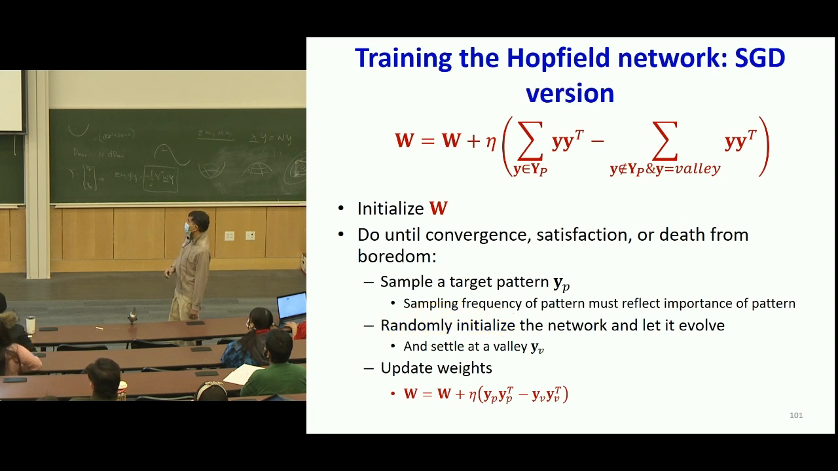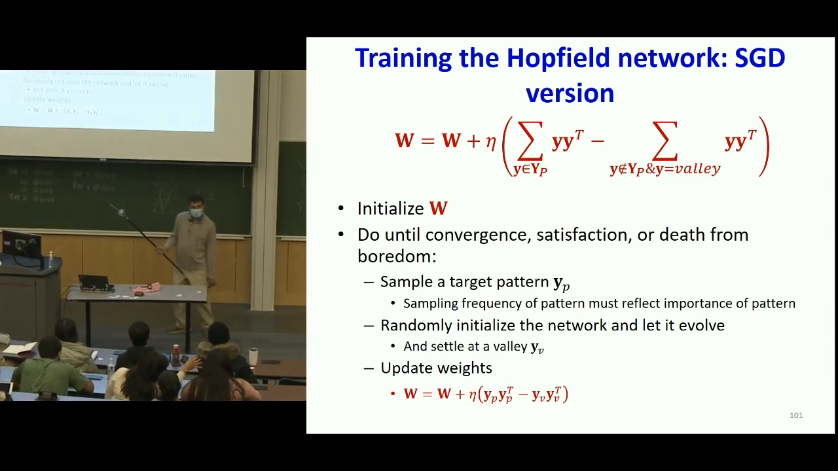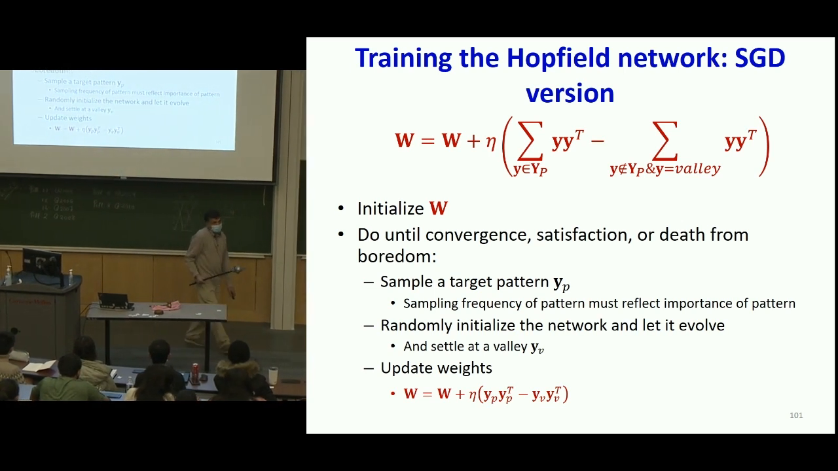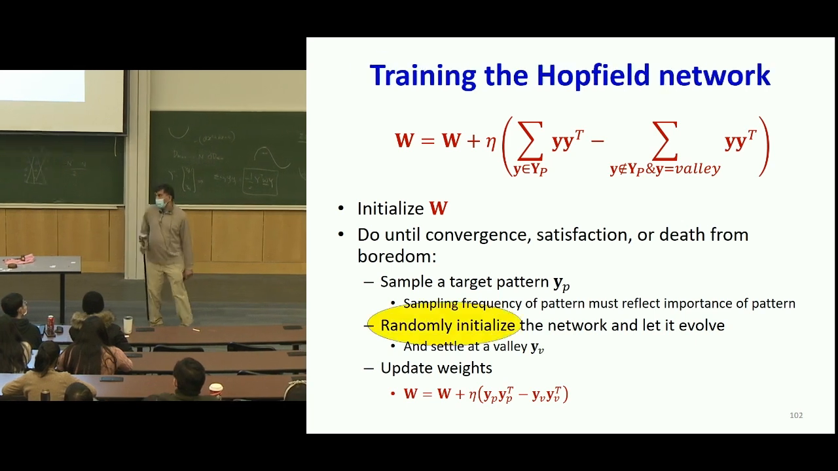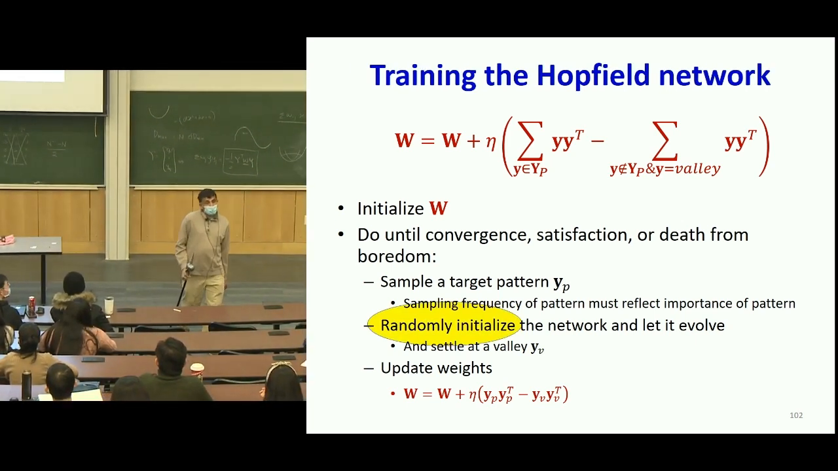Anyway, if I want to do this using SGD, then I'm going to sample a target pattern, and I'm going to compute the outer product of the target pattern. Then I'm just going to randomly initialize the network till it arrives at a valley. I compute that outer product. This difference would be the term that I use to adjust the weights, right? But then I can do something else. Do I need to randomly initialize the network each time I'm trying to find the valley?